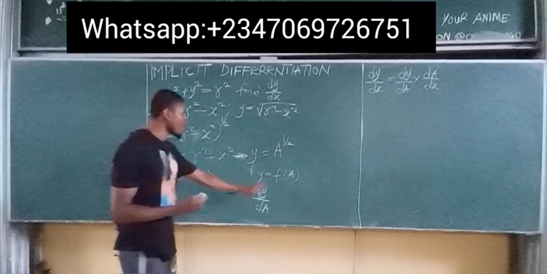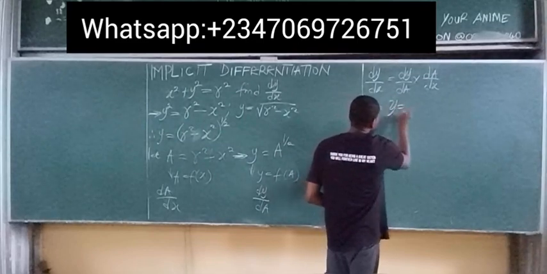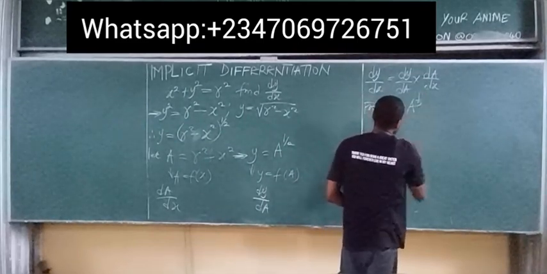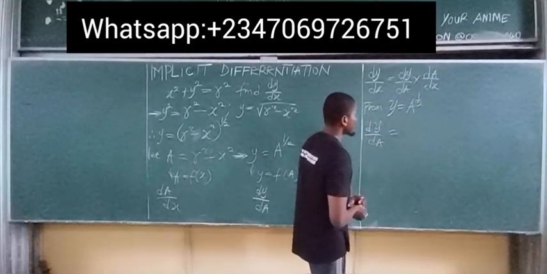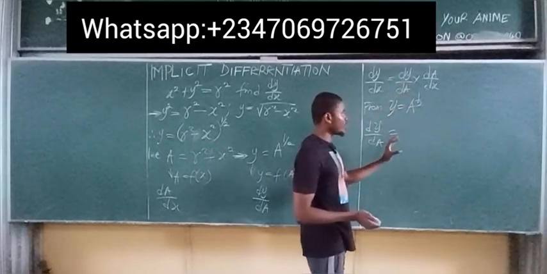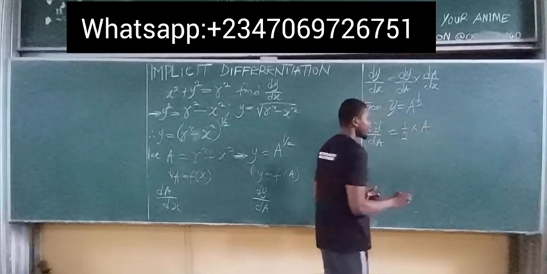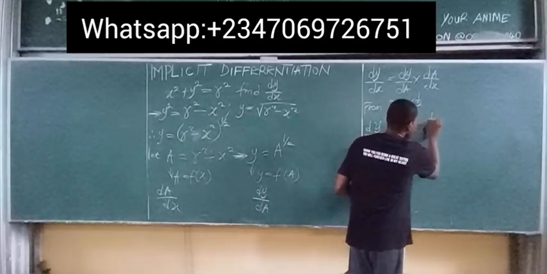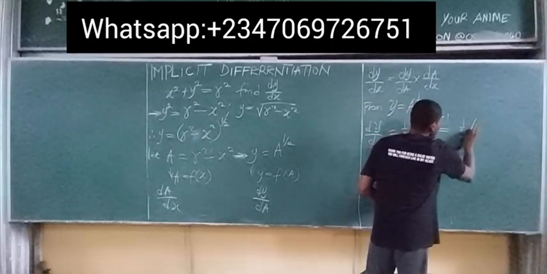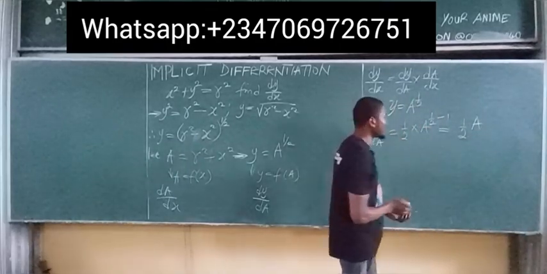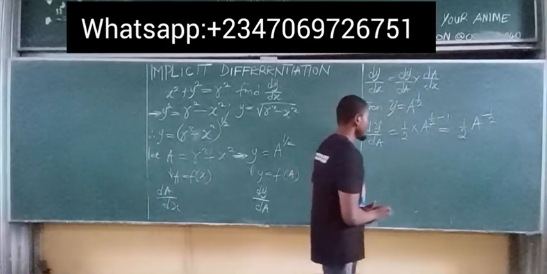All right, so from y equal to a to the power of 1 over 2, I can find dy/da, and that's equal to, from the rule of differentiation, use the power to multiply the variable you're differentiating. So I'll simply have 1 over 2 multiplied by a, then subtract 1 from the power. It becomes 1 over 2 minus 1. So this is equal to 1 over 2 a to the power of, of course, half minus 1 gives us minus 1 over 2. I will simply have this.